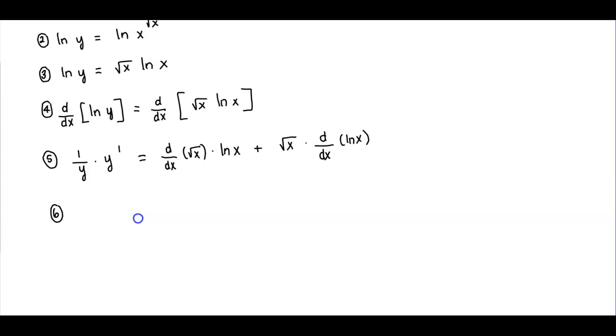Okay, so on the left side, we're going to have y prime divided by y. Okay, remember that the square root of x is the same thing as x to the 1/2. So when we take the derivative of that, we're going to get 1/2 times x to the negative 1/2 times the natural log of x plus the square root of x times the derivative of the natural log of x, which is 1 over x, times the derivative of x, which is 1.